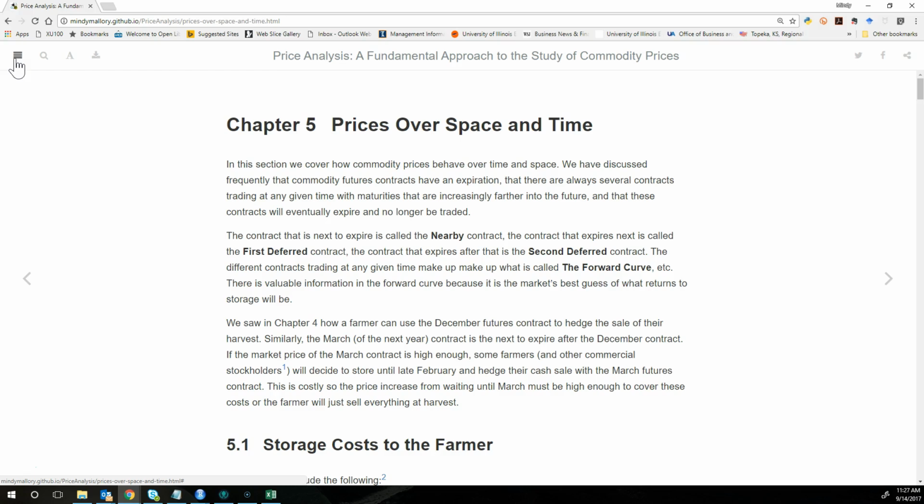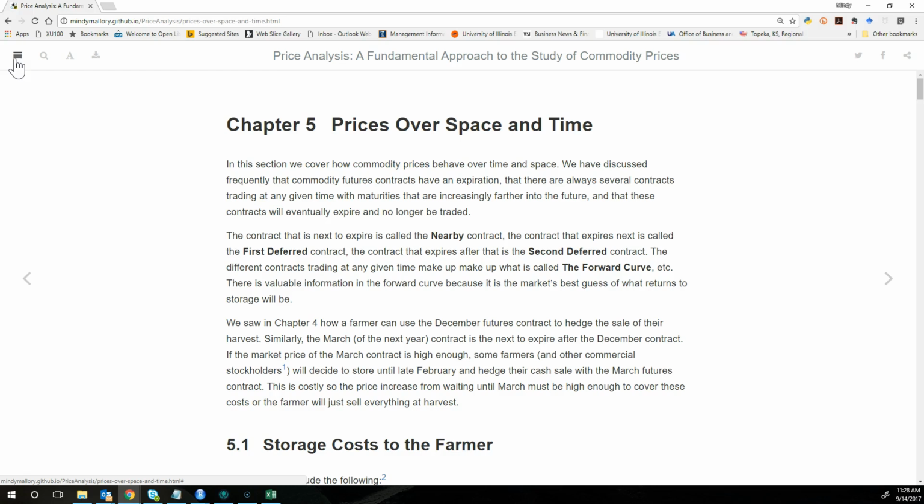So right now it is September 2017. The nearby contract is the December 2017 contract. The first deferred is the March 2018. The second deferred is the May 2018 contract.